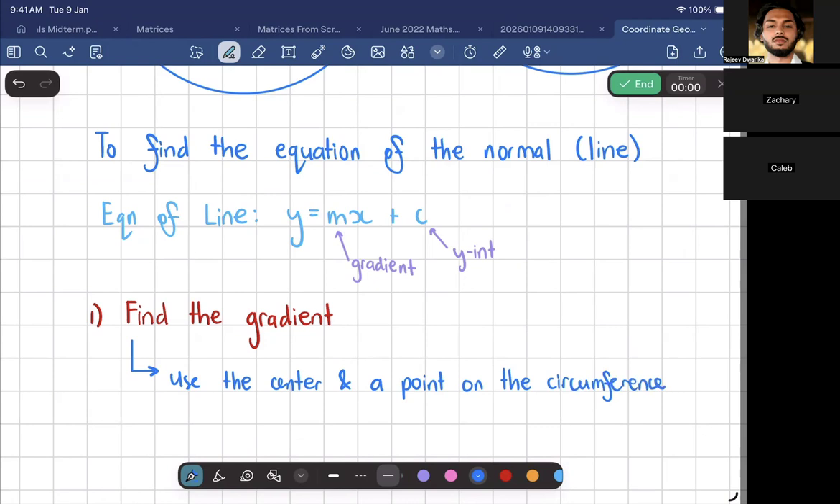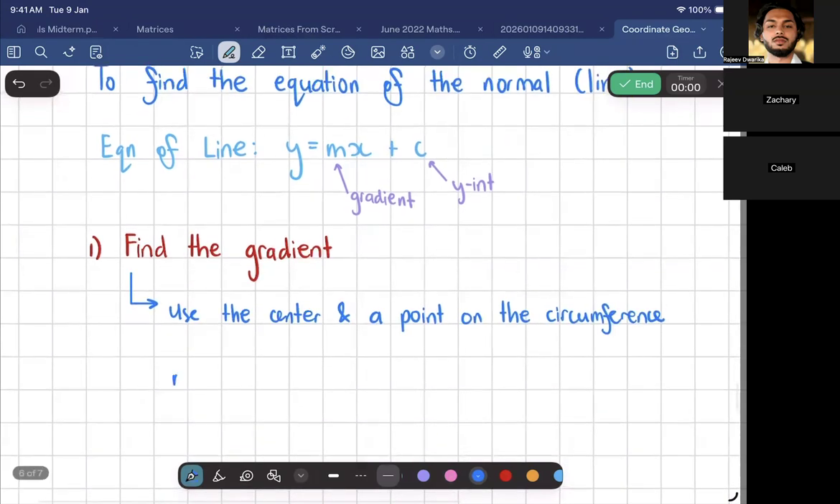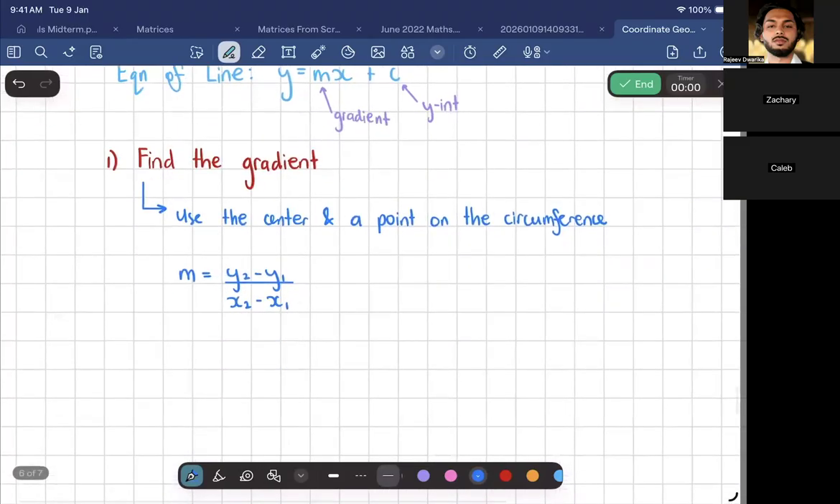Do you all remember the formula for gradient? Yes, it's y2 minus y1 over x2 minus x1. Cool. Now, once you have the gradient down, step 2: now you're going to find C.